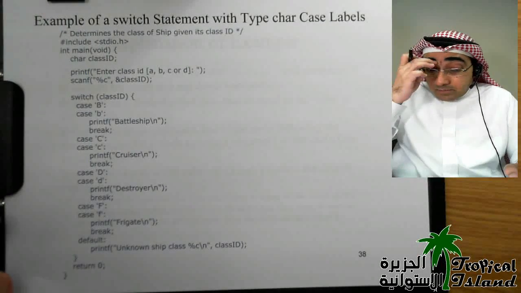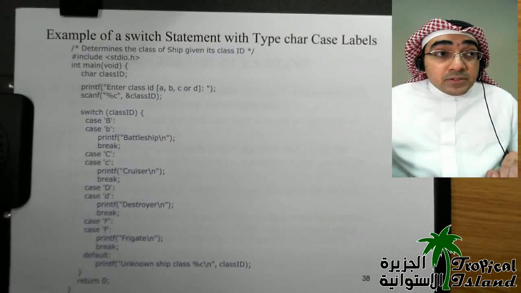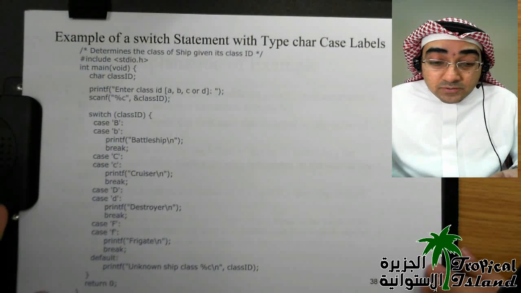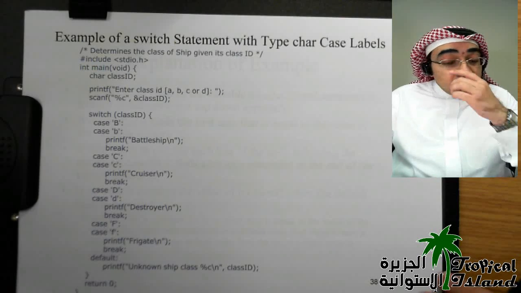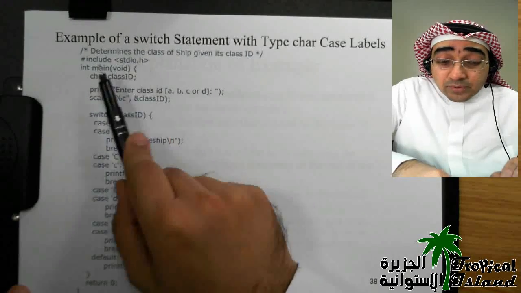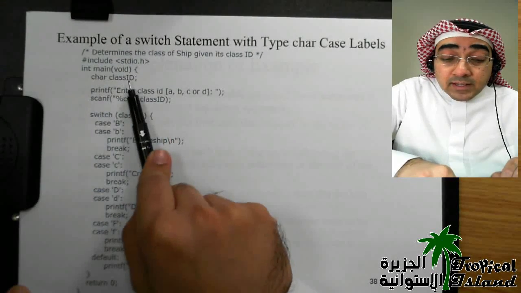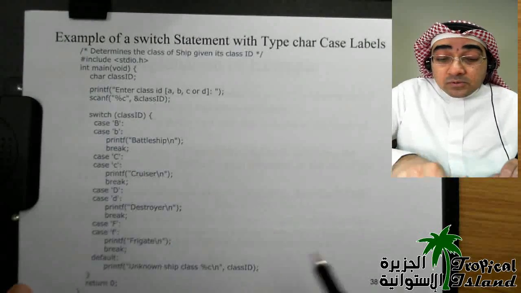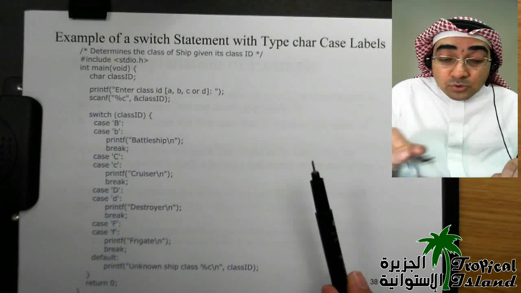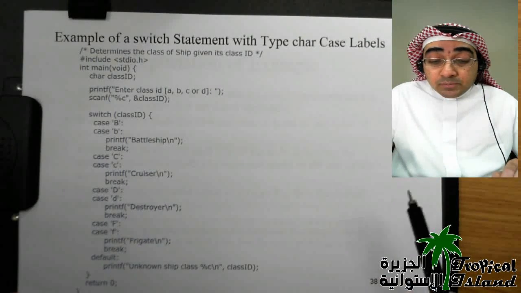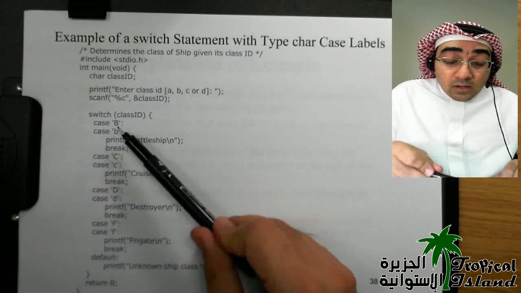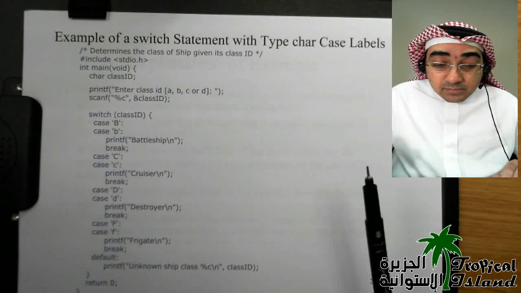So here is an example. This example basically determines for you a class of ship. So suppose, just for the sake of example, that you are classifying the type of ships the Department of Defense has, okay? So you start your program with directives, and this is your main, and you say classID, and you ask the user to enter the class ID, and you read it in using scanf and store it, okay? So the class ID is a ship type A, B, C, and D, for example, okay? Or B, C, D, and F. This is the example that we have.